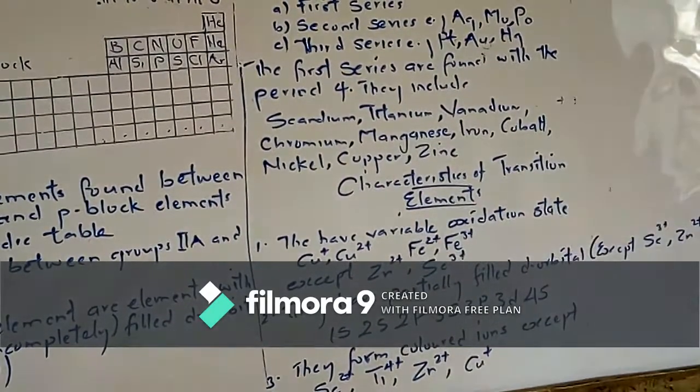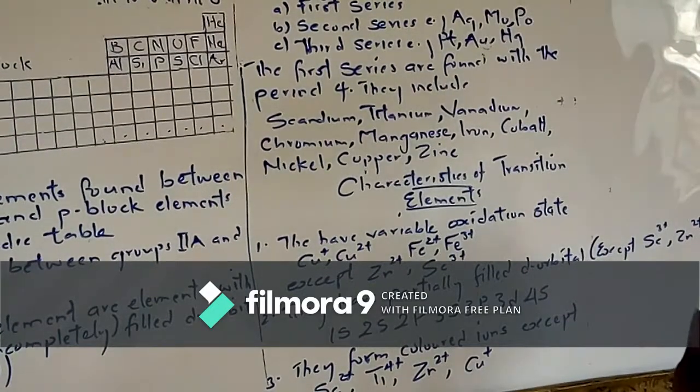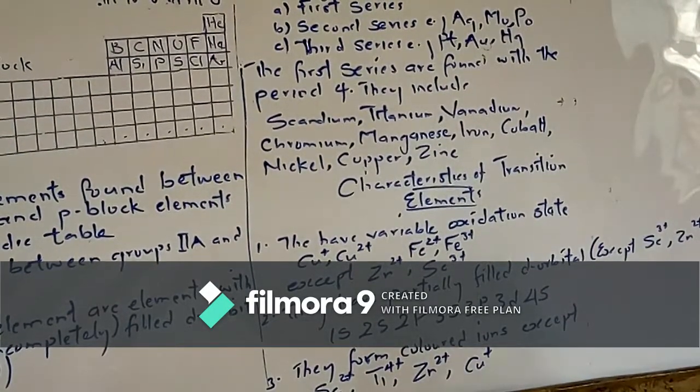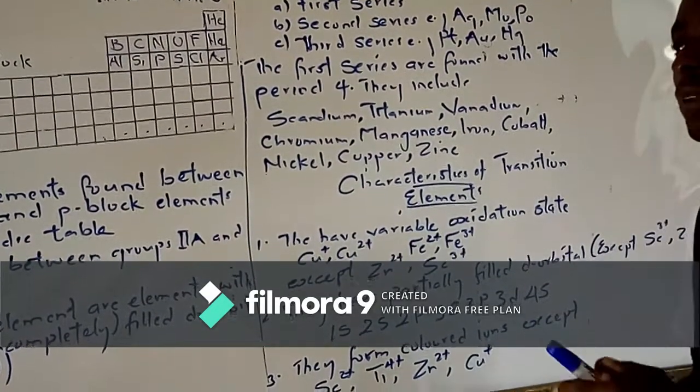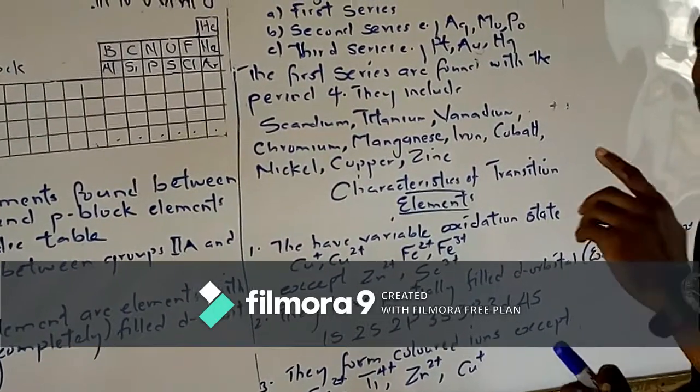Now let's look at the characteristics of transition elements. Number 1, they have variable oxidation states. You know that the oxidation number of hydrogen is +1, and the oxidation number of oxygen is -2.